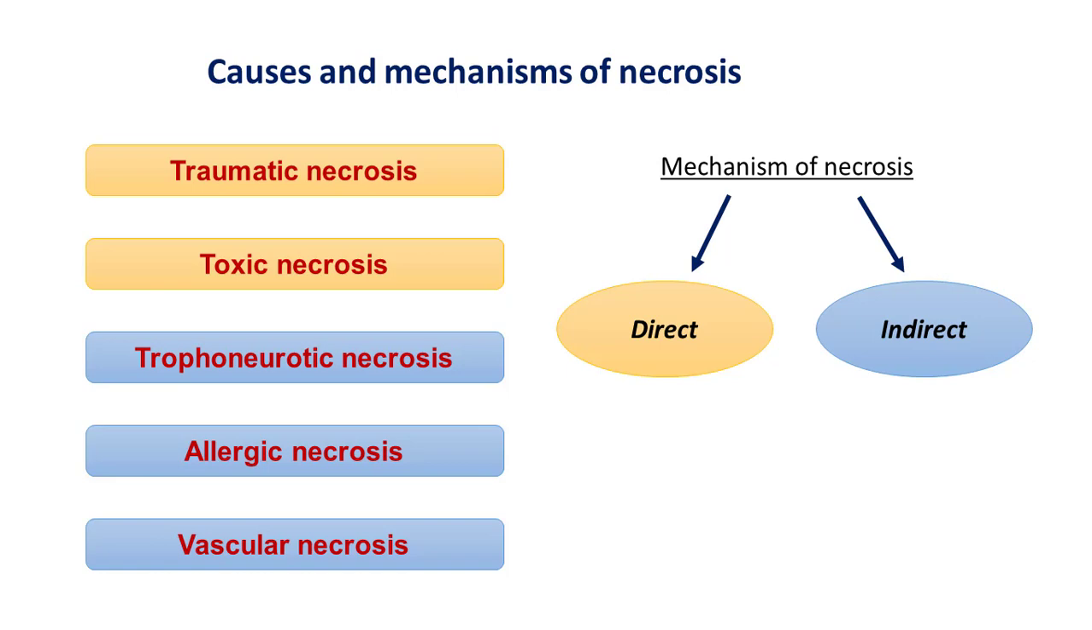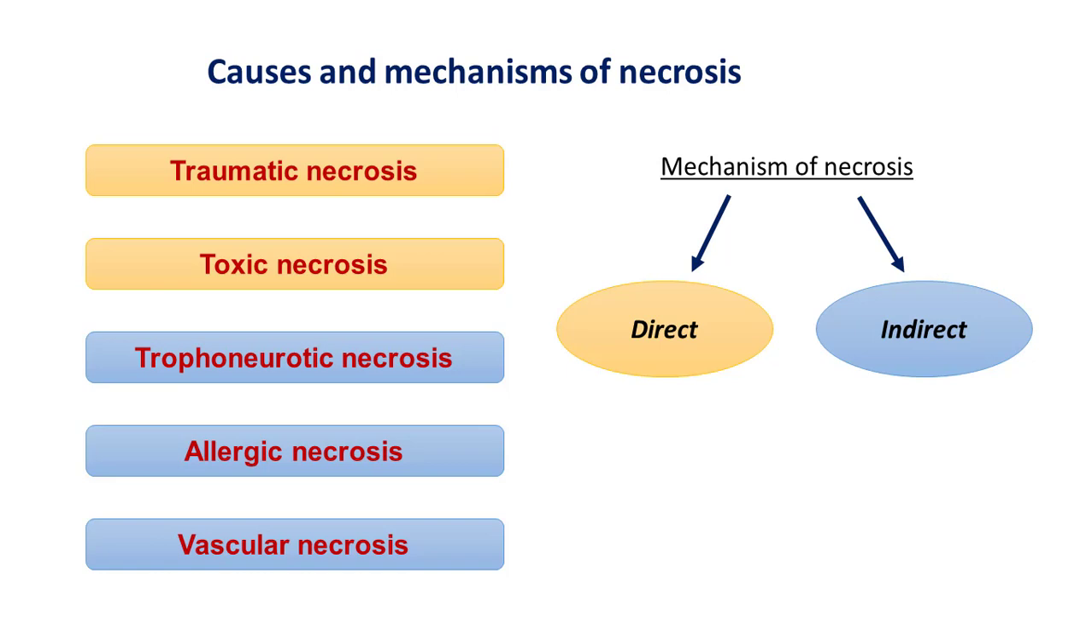trophoneurotic necrosis caused by disturbances in tissue innervation that lead to circulation impairment of this area, then allergic necrosis caused by allergic reactions, and vascular necrosis, also called ischemic necrosis, due to decrease of blood supply of tissue.